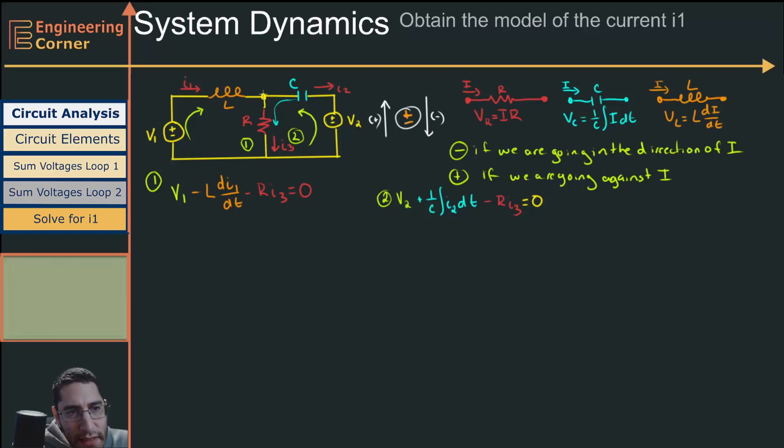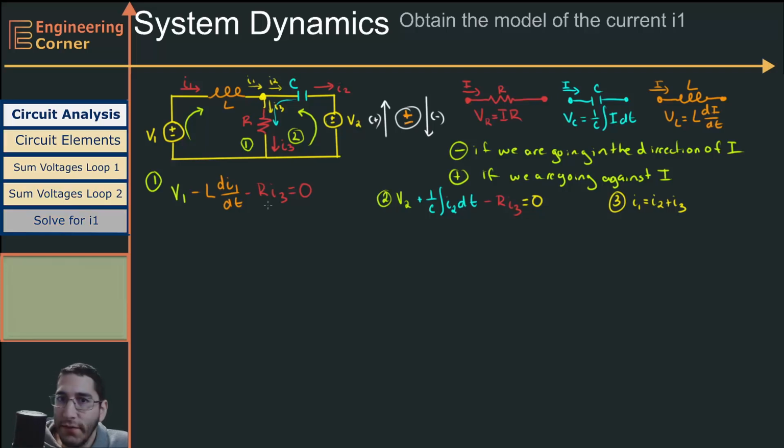If we look at this node right here, we see that we have I1 coming this way, I2 going this way, and I3 going this way. If we sum the currents at this node, we get our third equation: I1 is equal to I2 plus I3. Now we have three equations and three unknowns, and we can solve for any of these currents. We could solve for I1, I2, or I3.